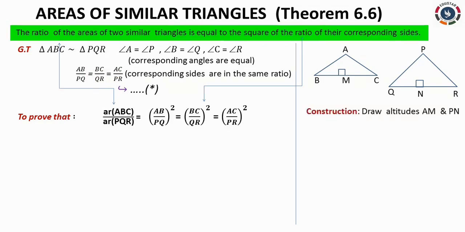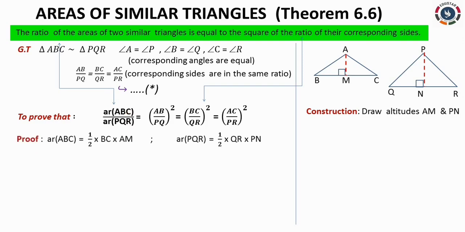To find out the area of triangle ABC, what other measurement do we need? We know the base. What about the height? For that height, we have to construct the altitudes AM and PN. So draw AM. Look at this diagram. So we have drawn AM and PN. You know base and height. Now we are going to calculate the area of triangles ABC and PQR.